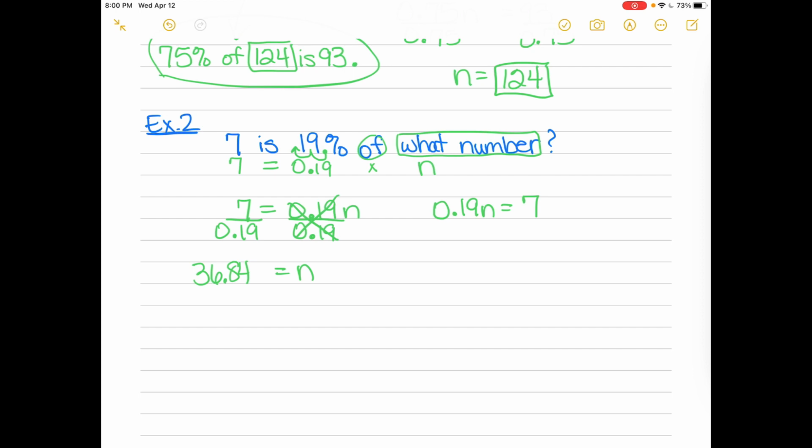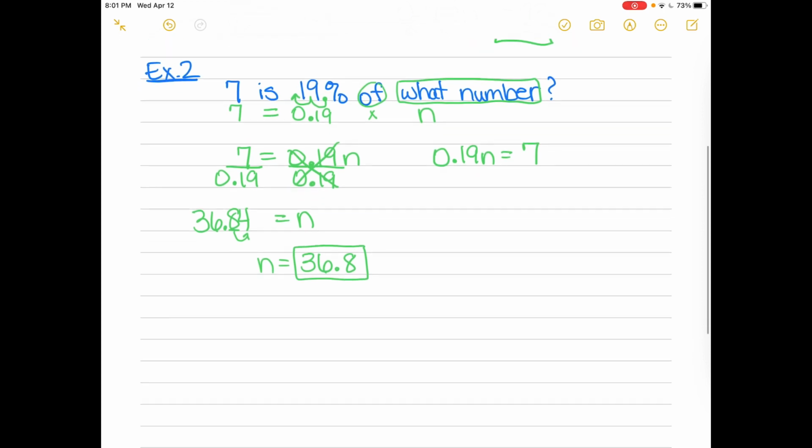We're going to stop here and we're going to round to the tenths place. So that means I just have to look at the 4. The 4 tells me that my 8 is going to stay the same. So 36.8 is my answer for example 2. And that's rounding it to the tenths place.